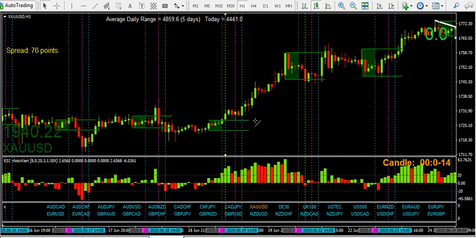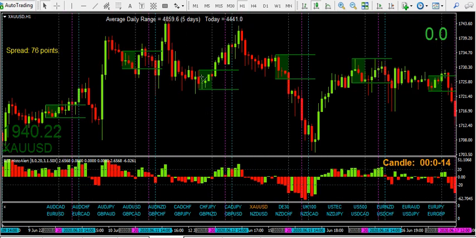This is just an off-the-cuff box breakout. You can choose any time you want, and you will be able to find valid trades.